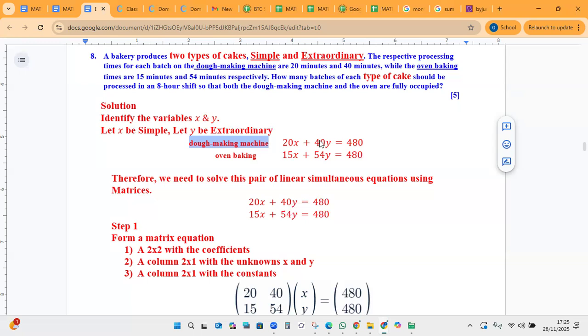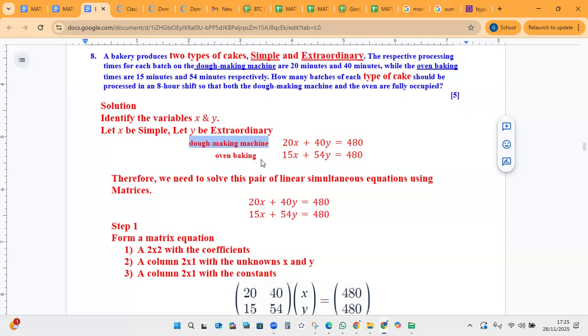Okay, and the times for the machine is in minutes. So you have to calculate how many minutes are there in 8 hours. 60 minutes make an hour. So 60 by 8 will give us 480 minutes in all. That's all you've got.